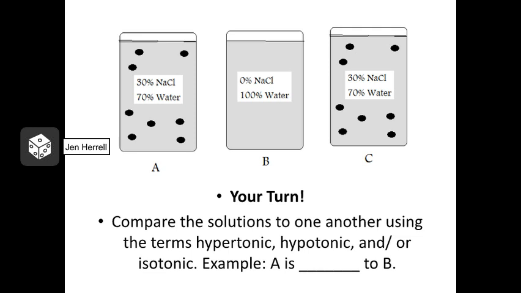What I'd like you to do in this Your Turn is to compare the concentrations of these solutions in pairs. And then I want you to fill in a series of sentences using the words hypertonic, hypotonic, and isotonic. For instance, you might compare beaker A to beaker B, and you would fill in the sentence, A is blank to B. So A is either going to be hypertonic to B, hypotonic to B, or isotonic to B. And then create sentences for the remaining beakers. Compare all of them to all of them. Bring your results to class.